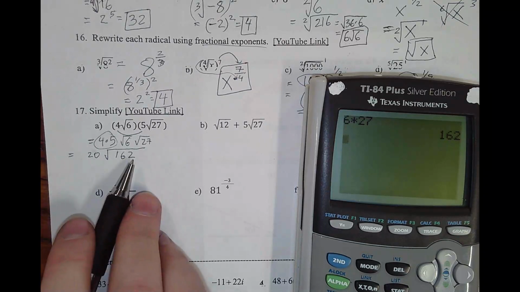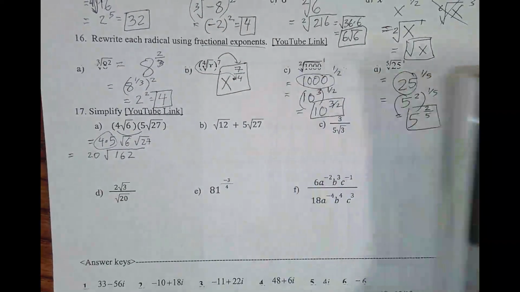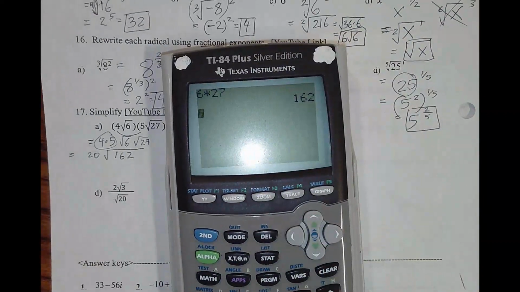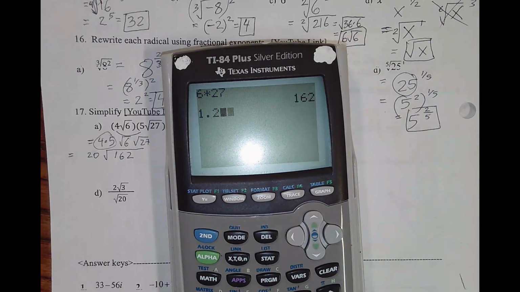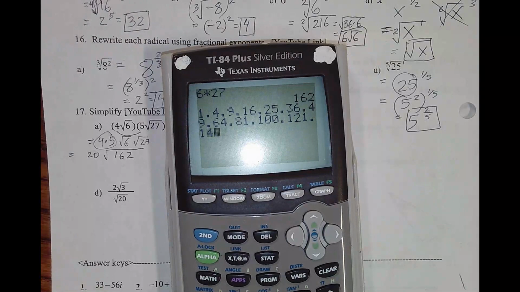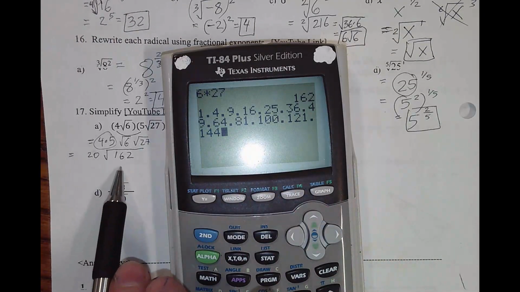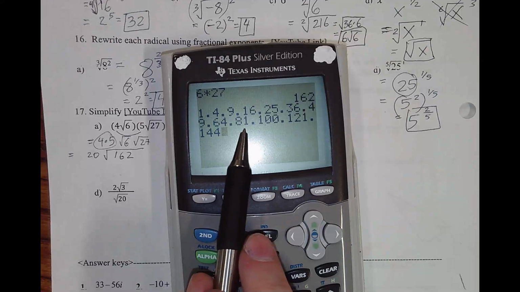Now, I need to look at the list of squares. Is there any number that goes into 162? So here's the list of squares. 1, 4, 9, 16, 25, 36, 49, 64, 81, 100, 121, and 144. Is there any number here that does go into 162? Right, the biggest number that goes in is going to be 81.